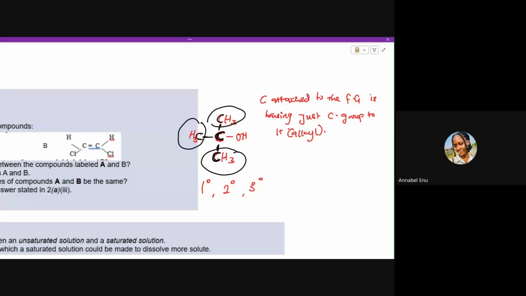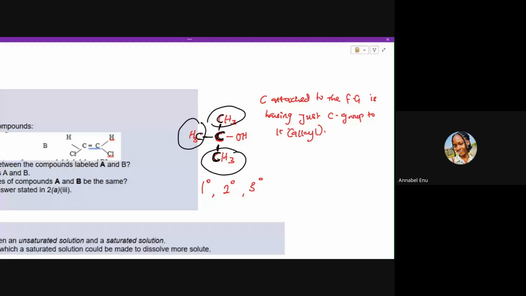So what can we say? What is the correct answer? Tertiary, ma. Tertiary alcohol. Very good. Well done, the both of you. So over to what we have today.